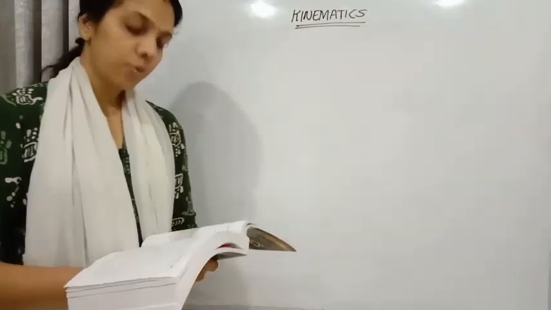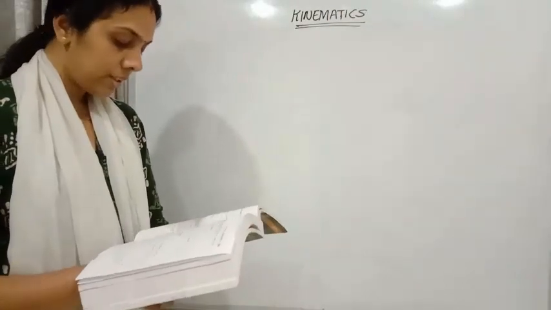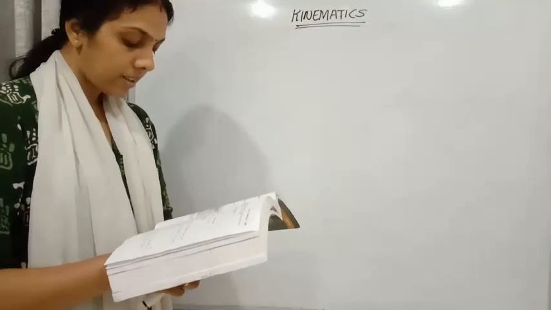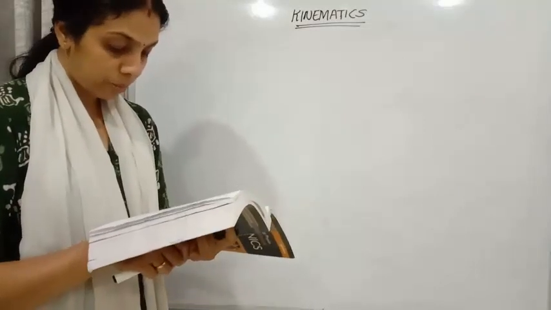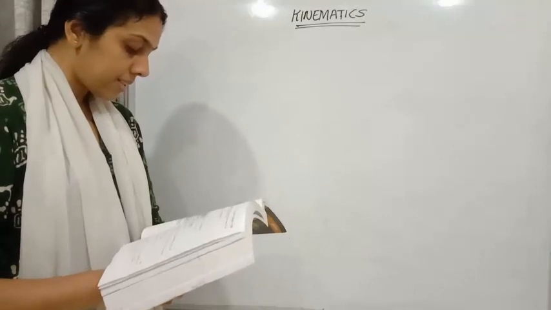Okay, so first we will start from the simplest question. In 1 second, a particle goes from point A to point B moving in a semicircle.